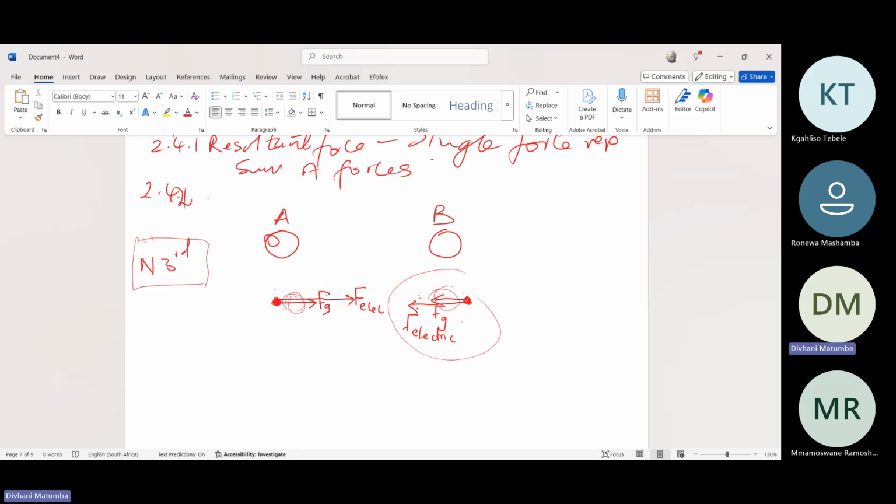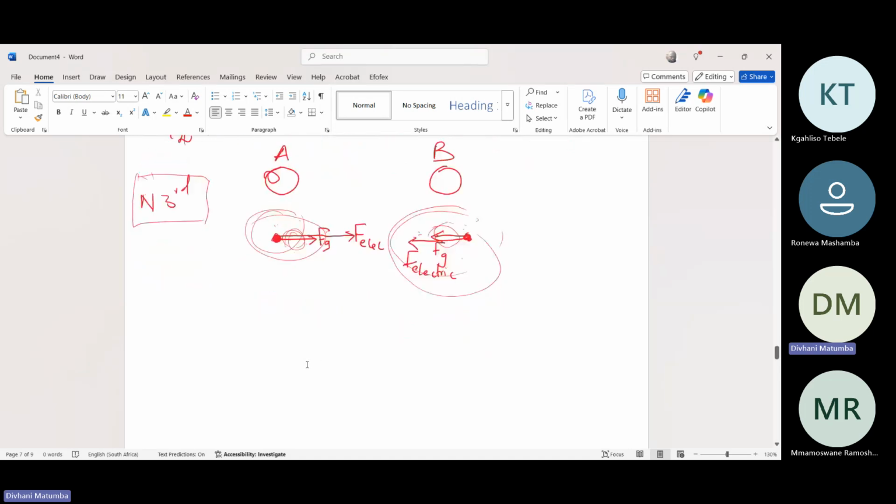Even your electric force will be the same. You agree? Yes. If I calculate the forces on this one, I'm done. I don't have to calculate forces on this one because of Newton's third law. Okay.